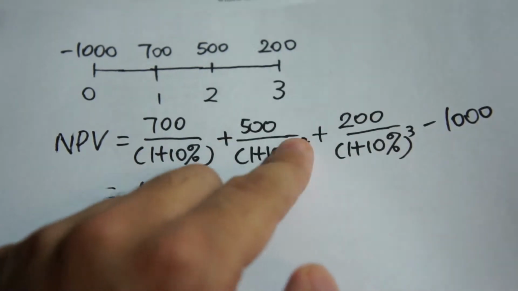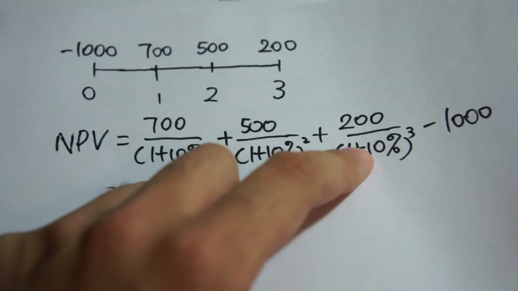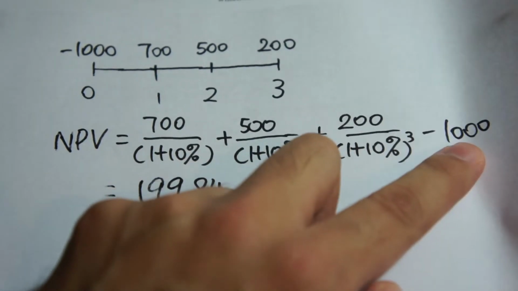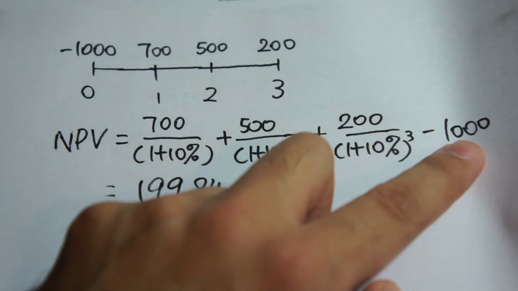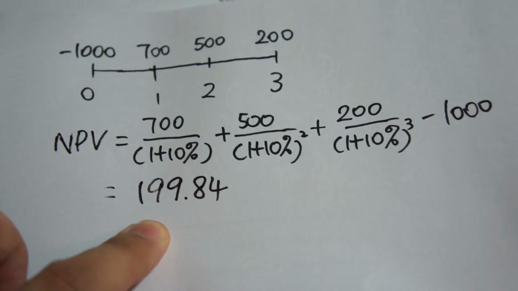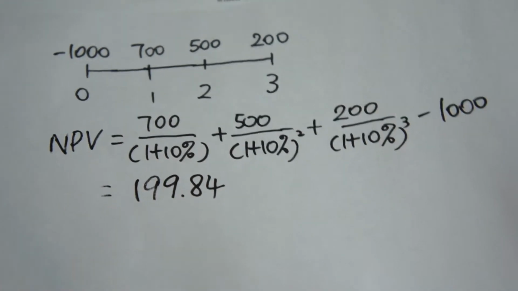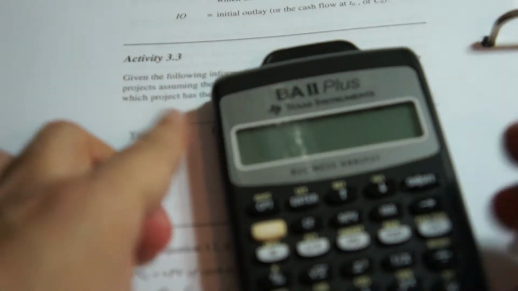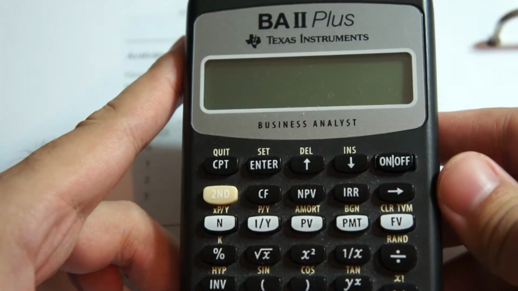Altogether, we add all 3 parts, and at last we subtract the $1,000, which we have paid now. So finally, the NPV should be 199.84. And when it comes to the calculator, here is the calculator, which is the BA II Plus.